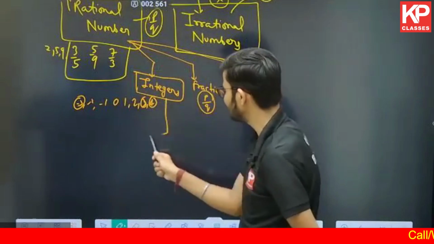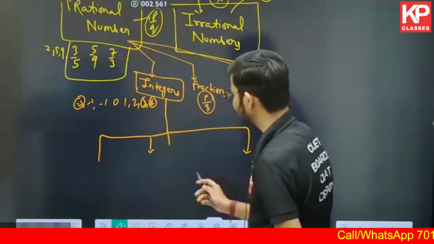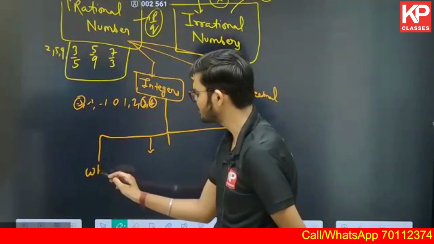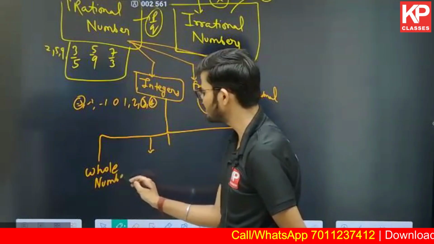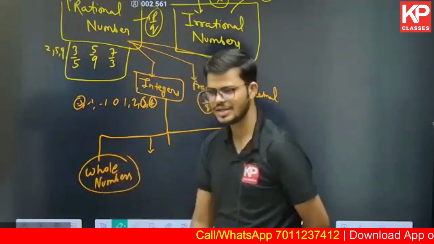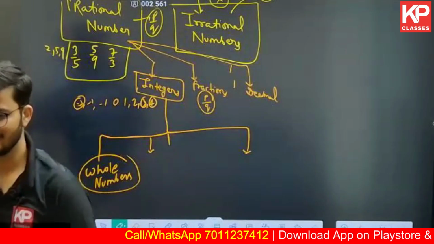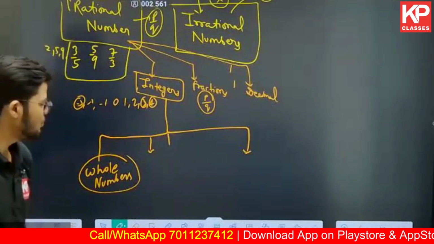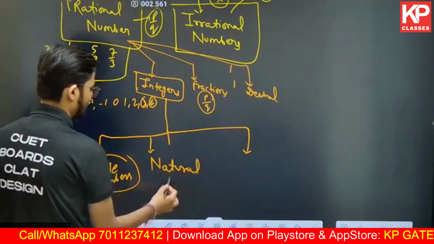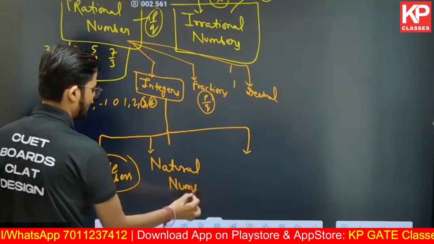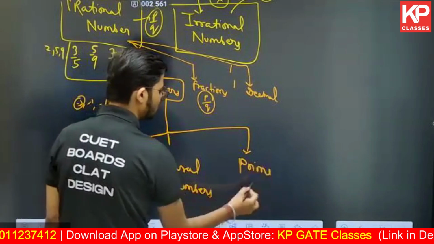Now, these integers will be divided into different parts that we are going to understand. The one is going to be whole numbers. Are you guys aware of what numbers are included in whole numbers? Can you let me know in the chat box what will be included in the whole numbers, and then after that what will be included in the natural numbers? Then after that your prime numbers, and then your composite numbers.